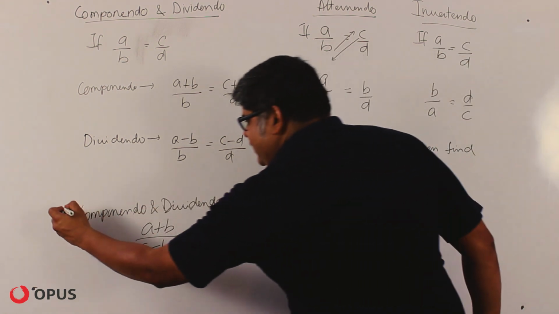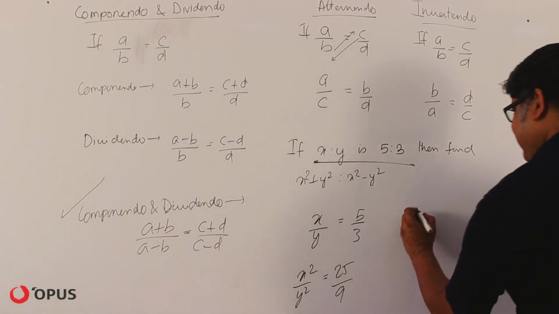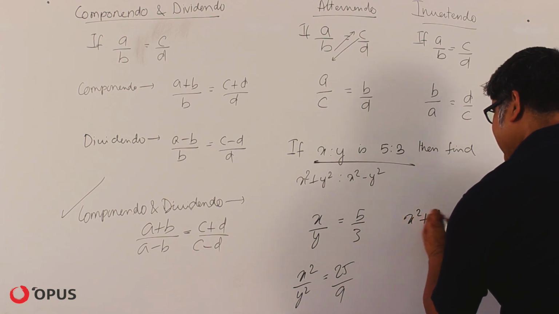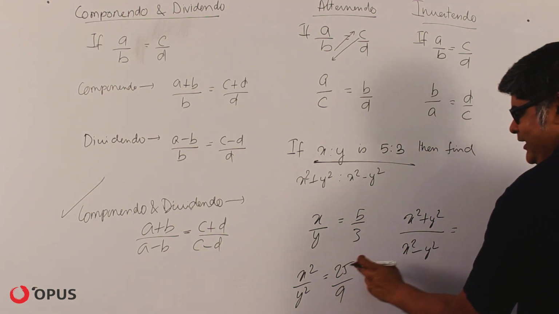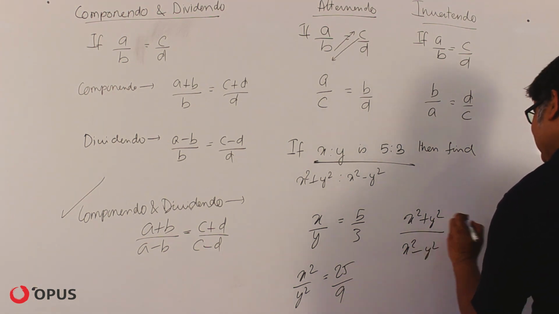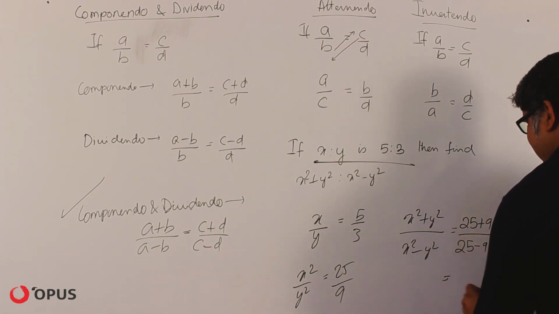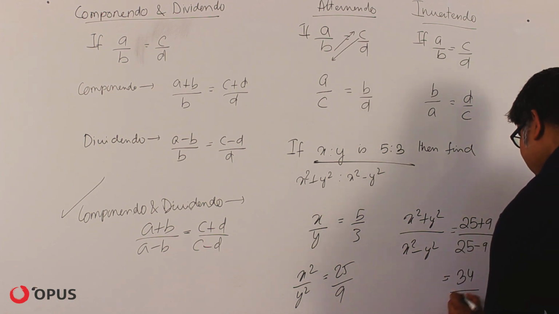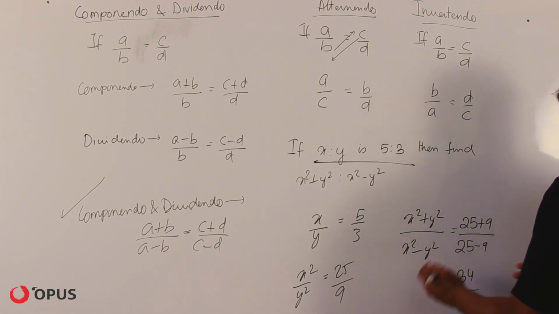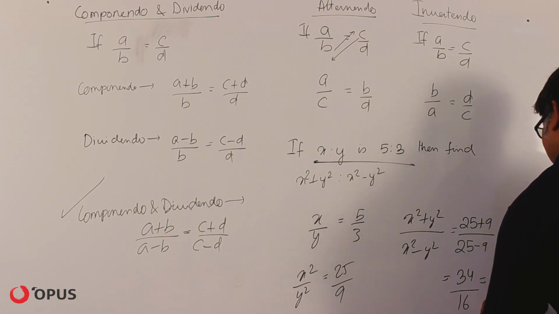Now I would be using componendo and dividendo. If I use componendo and dividendo together, what will I have? I'll have x square plus y square over x square minus y square, which is nothing but 25 plus 9 over 25 minus 9. 25 plus 9 would be 34 and 25 minus 9 would be 16. Now you can reduce it. It is 17 by 8 and that's our answer.